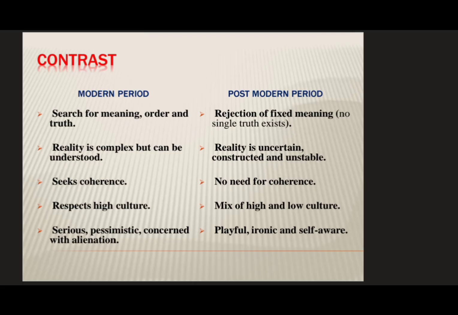In the modern period, there was respect for high culture, but when we come to the postmodern period, there is a mix of high and low culture. There is no separate base of high and low, but we see equality in both high and low culture. The last point is that the modern period was serious, pessimistic, and concerned with alienation, whereas postmodern literature was playful, ironic, and self-aware. This shift in characteristics was majorly because of a skeptical reaction against the core ideals of modernity.